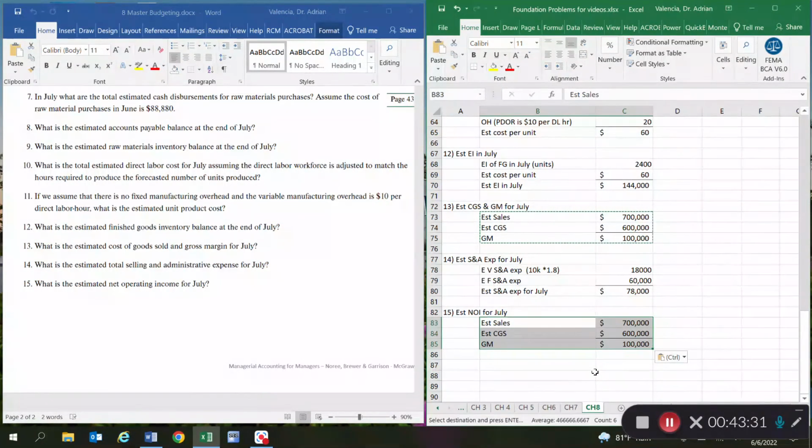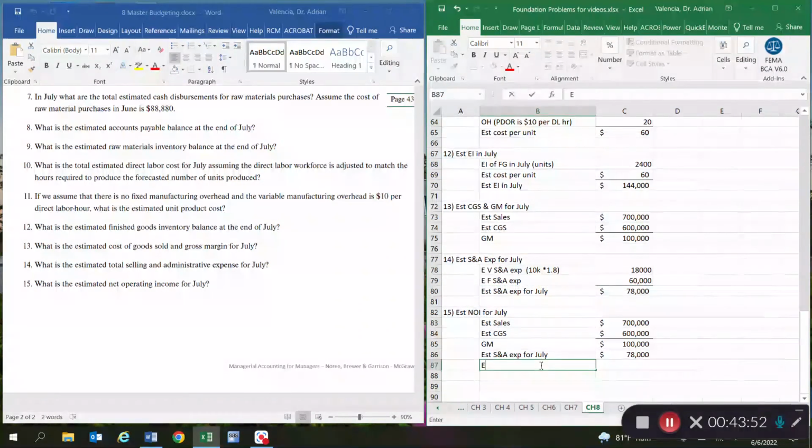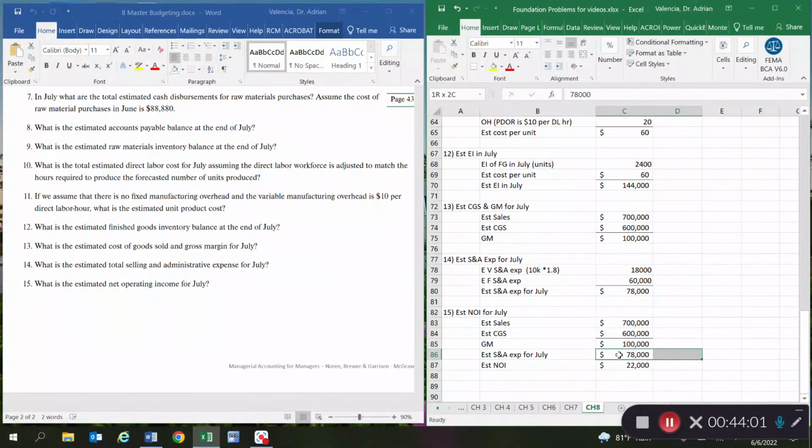Okay. So this we did already. And then from that $100,000, we're going to subtract the $78,000. I did that again, I'm sorry. Let's just put the values. There we go. So our expected or estimated net operating income is going to be roughly $22,000. And this is all expectations, right? So be careful. Make sure you understand that.